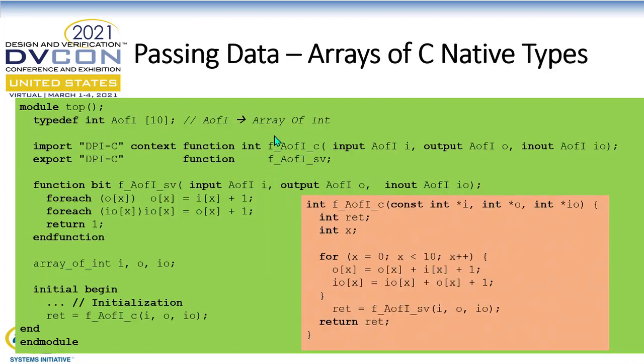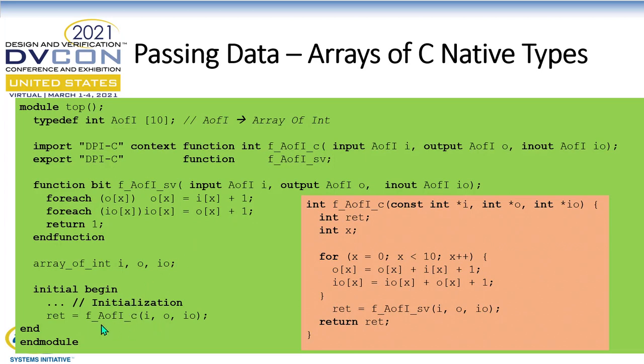What about arrays of C native types? So how about an array of integers? So we create a little typedef here, A of I. That's an array of integers. And then we're passing that around. And there's 10 of them. It's a fixed size array. So we can use foreach to go through them and increment and point and things.